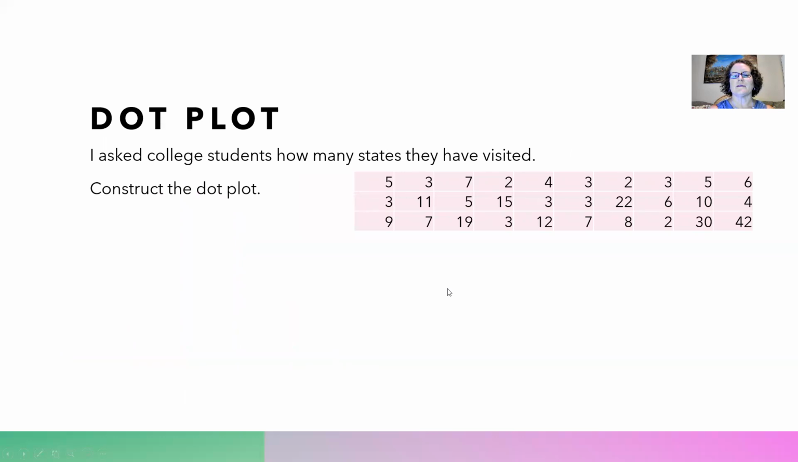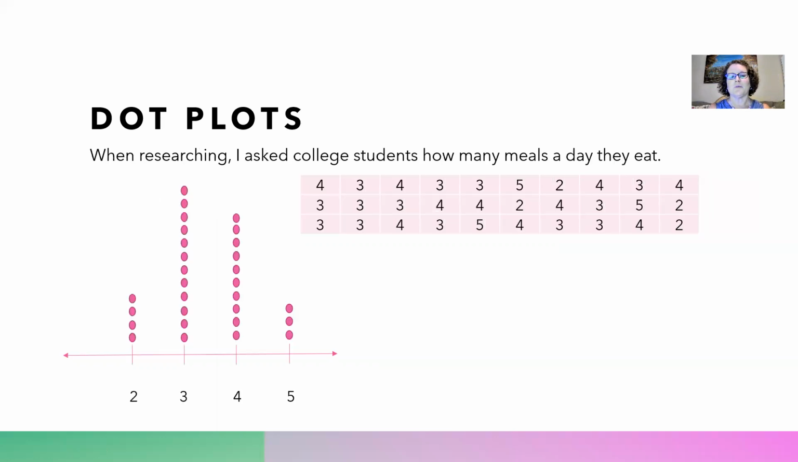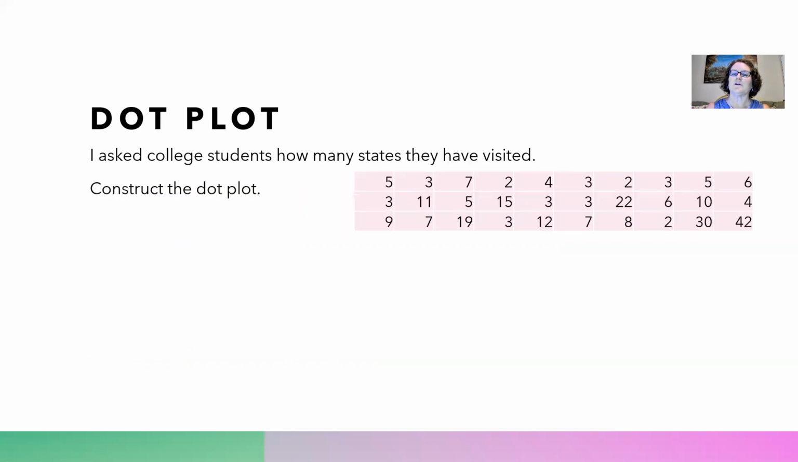So here is some data from college students and how many states they visited. You're going to construct the dot plot. Start with the number line, and your lowest value is 2, and your highest data is 42. So you got to go at least from 2 to 42. And in a dot plot, you don't skip numbers. Here, this one's nice because it's 2, 3, 4, 5. But here you're going to go from 2 to 42 and don't skip numbers.